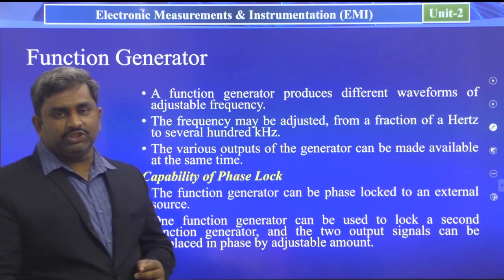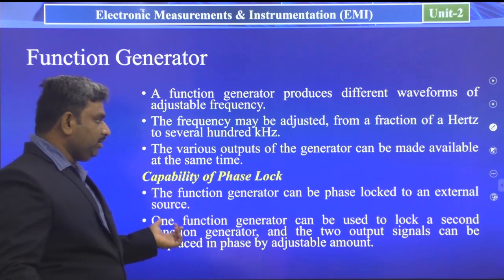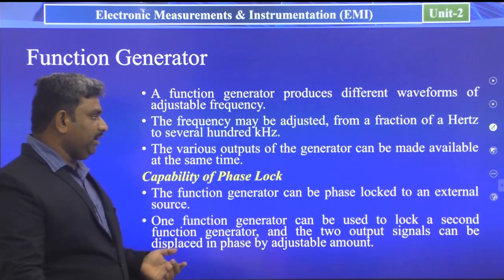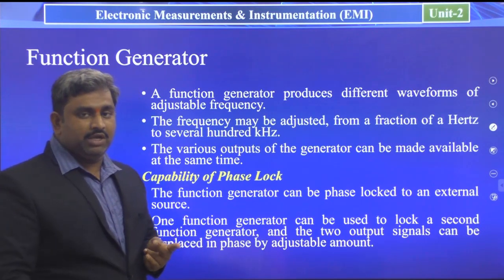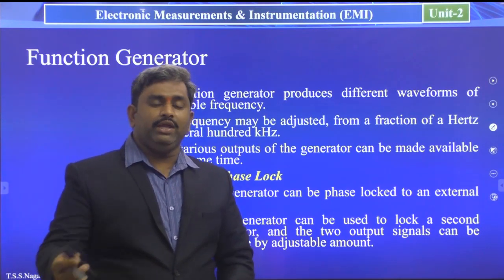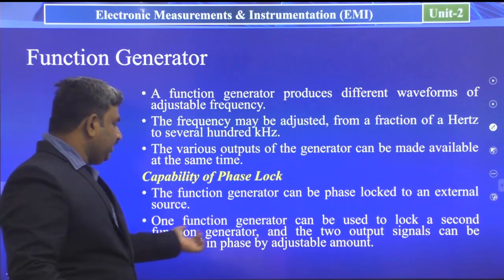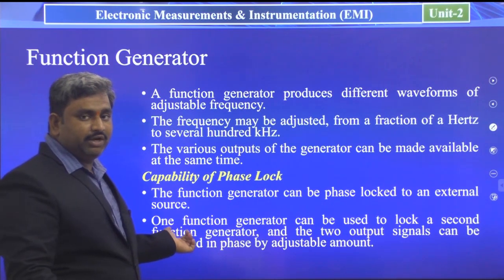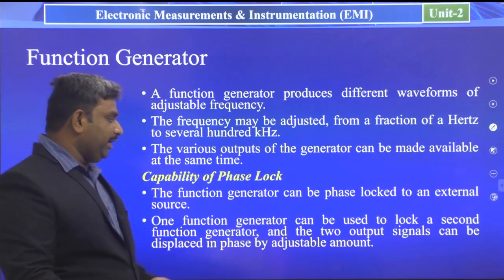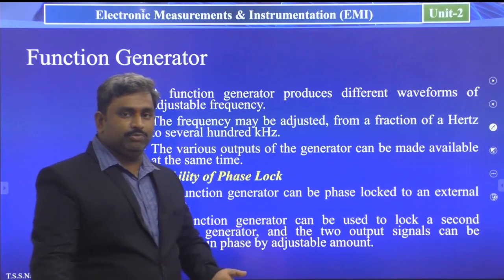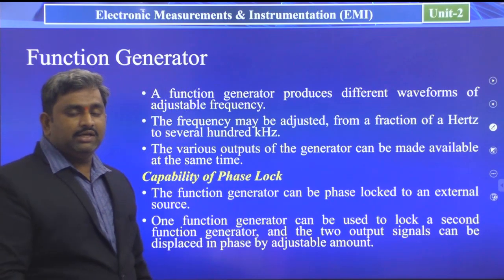Most function generators come with phase lock operation, which means the function generator can be phase locked to an external source. Here we are using two function generators, so one function generator is controlling the other. The first function generator can be used to lock the second function generator, and the two output signals can be displayed in phase, or with an adjustable phase difference. By some phase adjustment, we can see both output signals on the CRO.